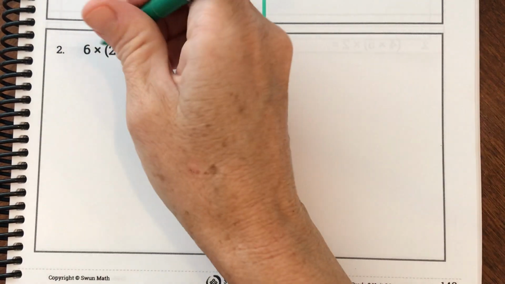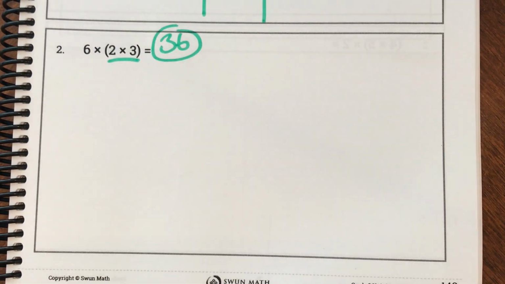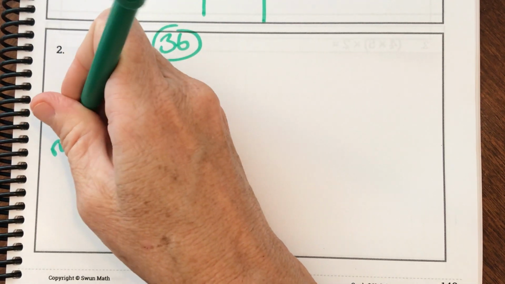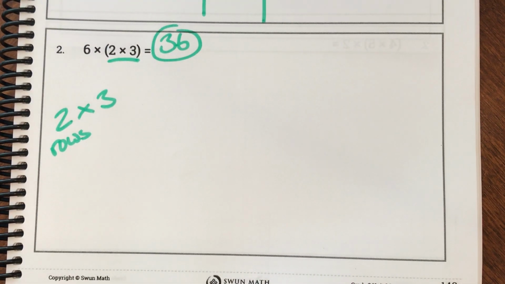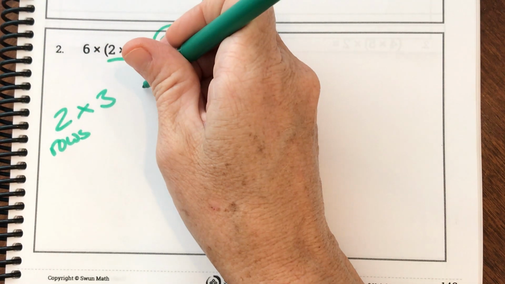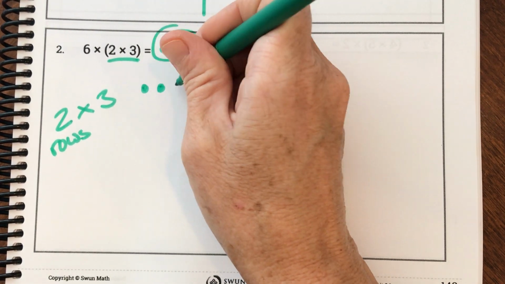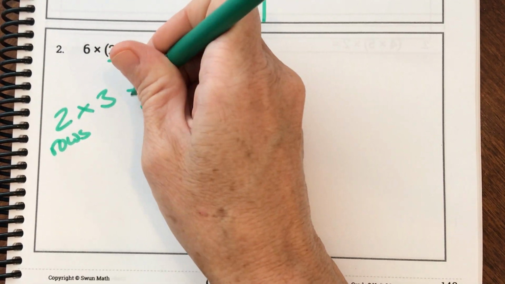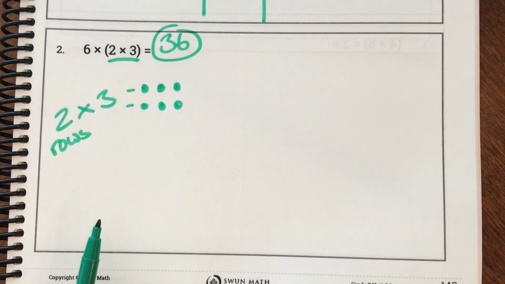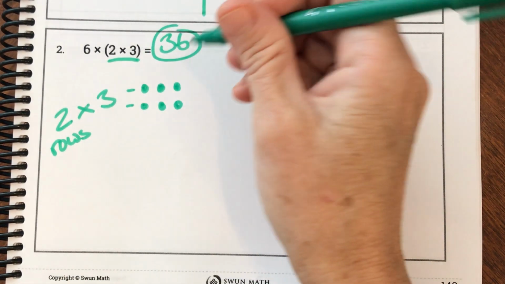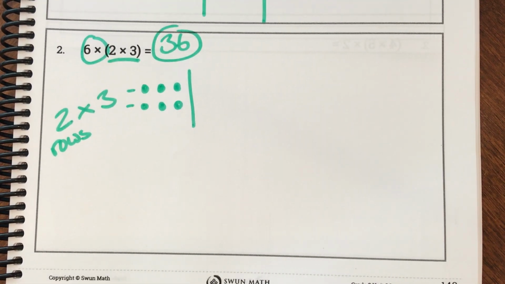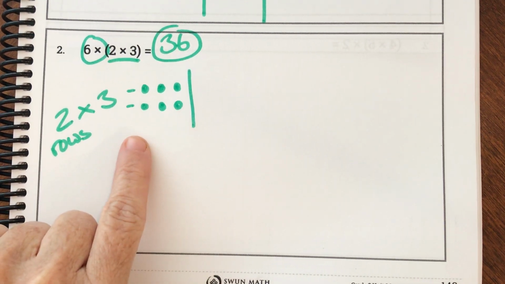Okay, we have to first solve what's in our parentheses. So what does that mean? It means 2 times 3 means 2 rows of 3. So ready? 1, 2, 3, 4, 5, 6. So 2 rows of 3. That's what I just drew. Okay, ready? How many times do they want us to draw that? 6 times. 2 rows of 3, 6 times.